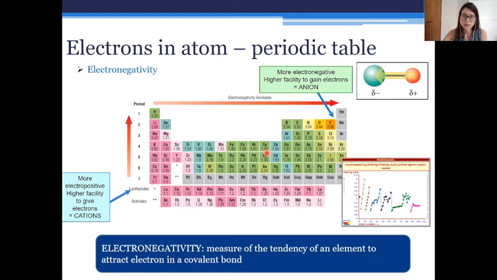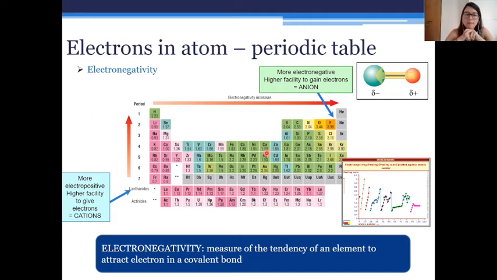So let's introduce electronegativity. In this periodic table, we can see a tendency for the electronegativity. So what is the electronegativity? It measures the tendency of an element to attract electrons in a covalent bond. A covalent bond means sharing electrons between two atoms. So in this covalent bond, will the atom be more able to attract and gain electrons, or will it be more able to give an electron?